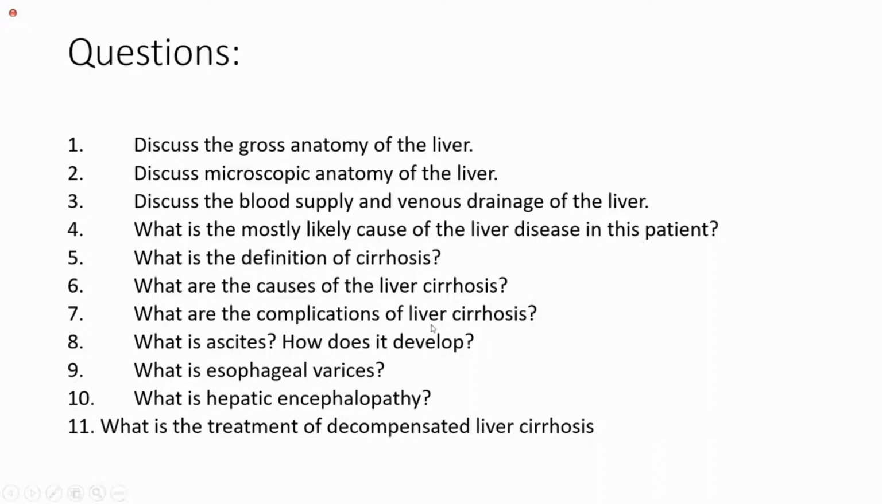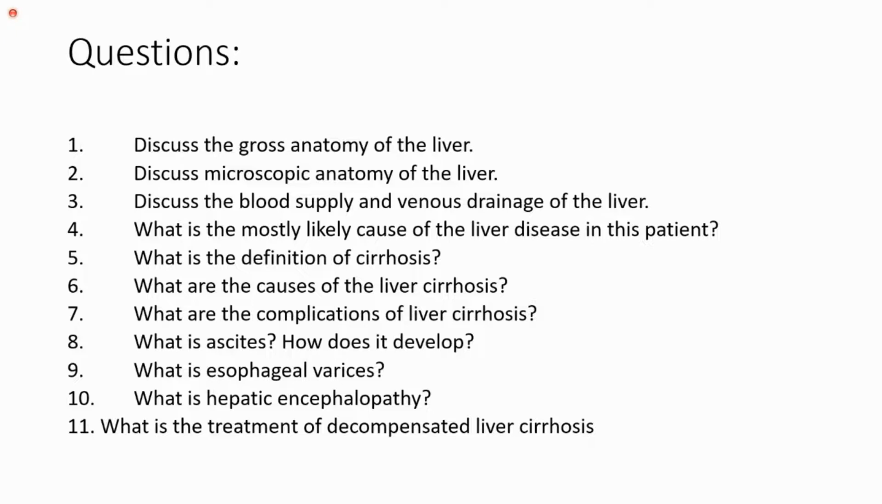What are the complications of liver cirrhosis? What are the causes of liver cirrhosis? What comes to mind? You said viral hepatitis, chronic viral hepatitis and alcoholism, which are the 2 major contributors, the 2 main causes of liver cirrhosis. What else can cause liver cirrhosis? Autoimmune. Autoimmune, yes. Excellent. The risk is 5%, but there is a risk of liver cirrhosis.